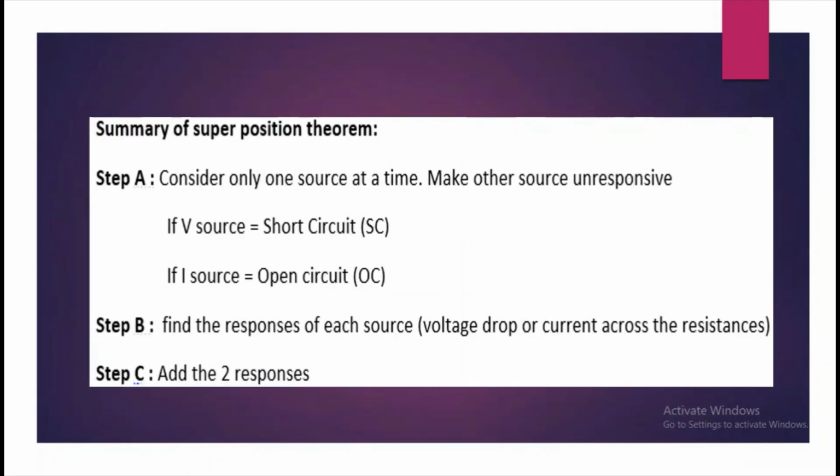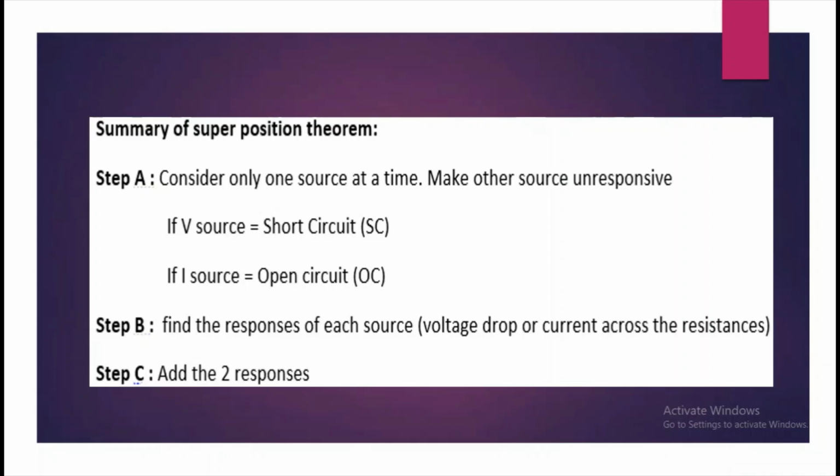So this is the summary of superposition theorem. The first step, that is step A, we consider only one source at a time. We make the other sources unresponsive. That is, if we have a voltage source, we will short circuit it, that is draw a straight line, and if it is a current source, we will open circuit it. Open circuit means we will leave it open, so no current will flow through it.